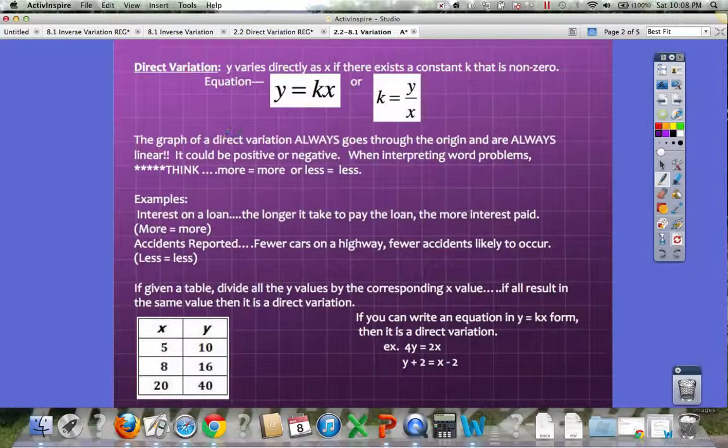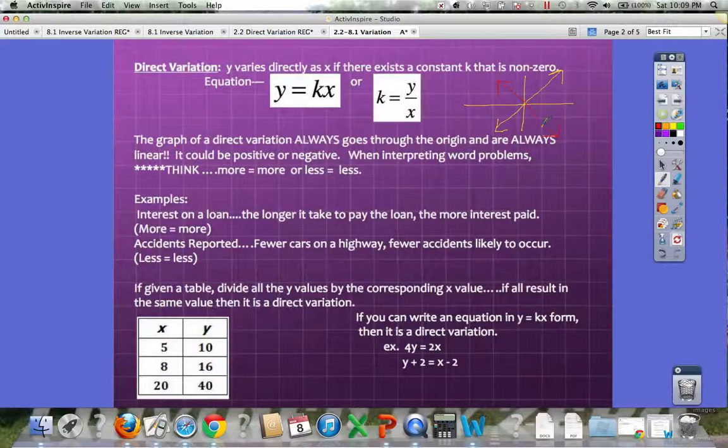All right, so the graph of a direct variation always goes through the origin of the graph. So if I drew a sketch of a direct variation, it would go straight through the origin like that, or it could also go in this direction through the origin in a negative fashion. Either one of those is a direct variation because there is a constant that stays the same on each line.